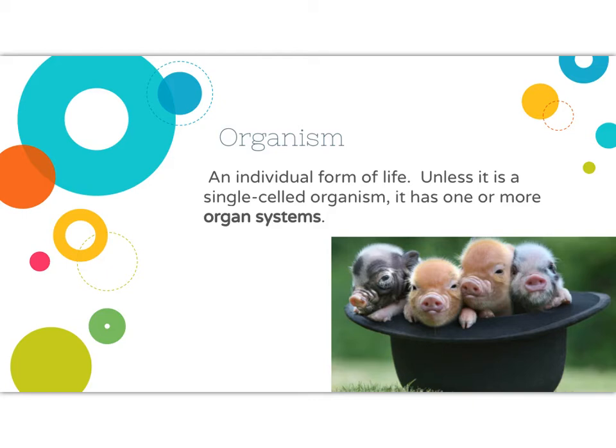An organism is an individual form of life. Unless it's a single-celled organism, it has one or more organ systems. So a single-celled organism could be something like a bacteria. It doesn't have a digestive system. It is simply a cell. However, anything larger than a one-cell system can be called an organism.